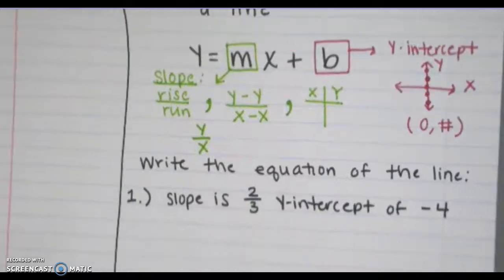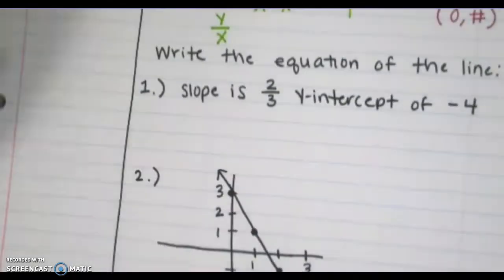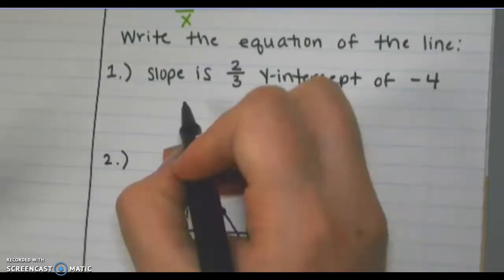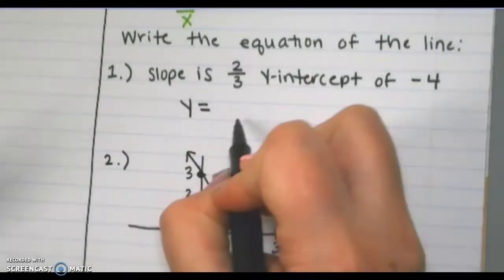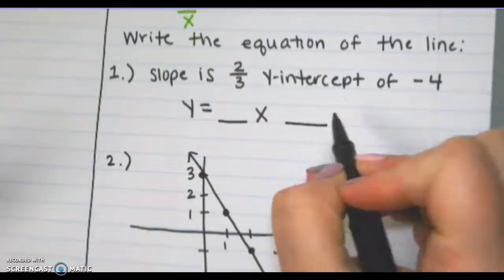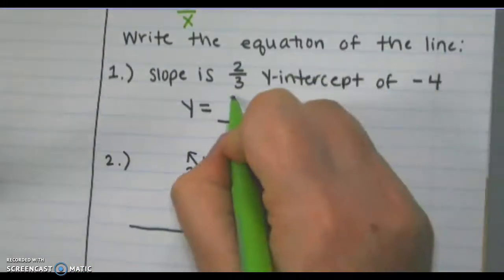All right, so let's just do a few examples. You're probably going to get the hang of this first example pretty easily, so we're not going to do too many of those. But I'm telling you specifically the slope is 2/3 and the y-intercept is negative 4. And I want you to write the equation of a line. So it should always look like y equals mx plus b. I told you the slope is 2/3.